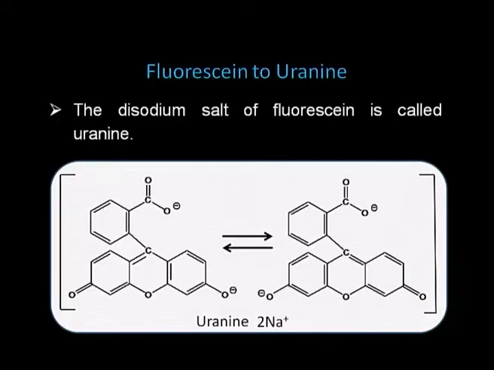The disodium salt of fluorescein is called uranine, and as you can see, this is the disodium salt, which is a resonance hybrid of these two structures, and here again you can see the quinoid structure very evident, because of which fluorescein shows color. We will now discuss some natural dyes.